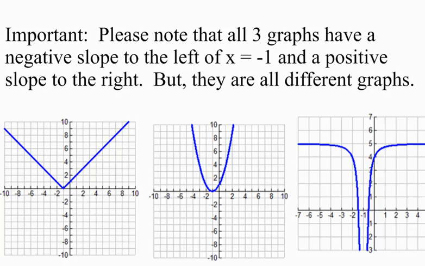Okay, very important. Please note that all three graphs have a negative slope to the left of x equals -1 and a positive slope to the right, but they are all different graphs. So we're going to have to do a lot more work when we are trying to describe a graph without a calculator. We're going to have to look at more than just the slopes to the left and the right. We have to consider the curvature, which is the second derivative. The second derivative will tell us about the curvature of the graph. But the first derivative is nice because it tells you whether f of x is increasing or decreasing, and can help you get a max or min.